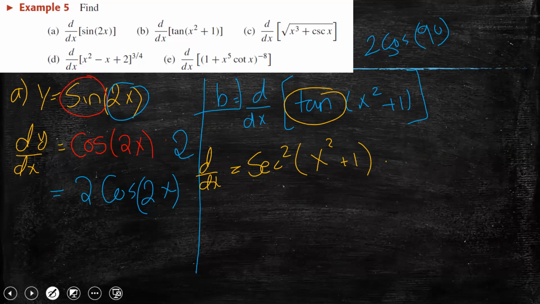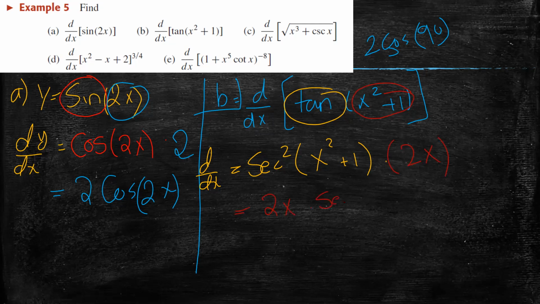Then the second step, I will find the derivative of the inside. What's the derivative of the x squared plus 1? 2x. So the derivative here will be 2x secant squared of x squared plus 1. Is it clear? Yes, grade 11, is it clear? Yes, teacher.